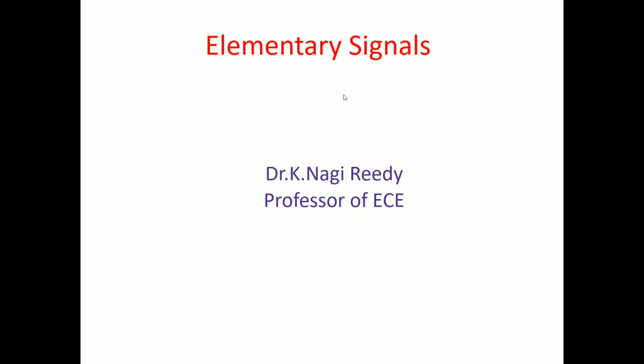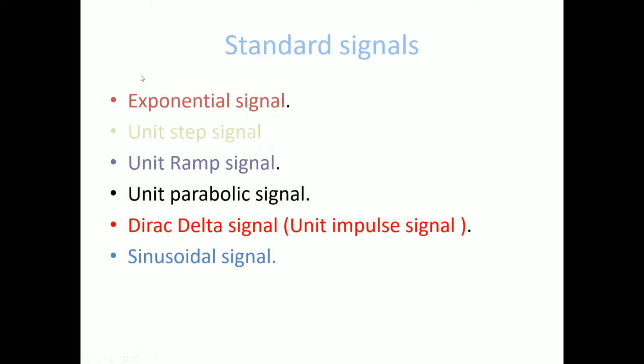In the last class, we talked about classification of signals. Now we are trying to explain the elementary signals. These elementary signals are also called standard signals. One is the exponential signal, unit step signal, unit ramp signal, unit parabolic signal, Dirac delta signal, sinusoidal signal. Likewise, a variety of standard signals are there. These standard signals are the basis for signal systems.